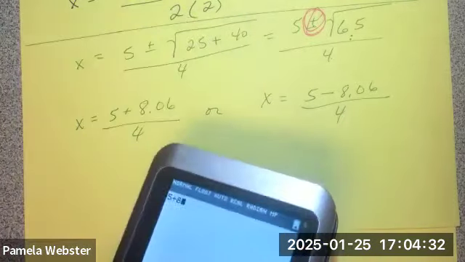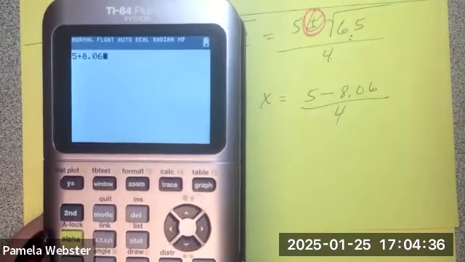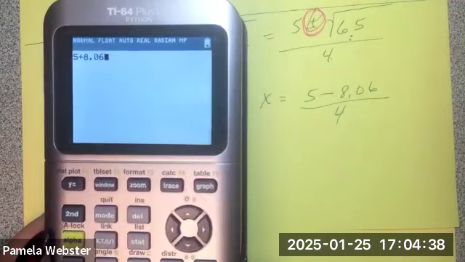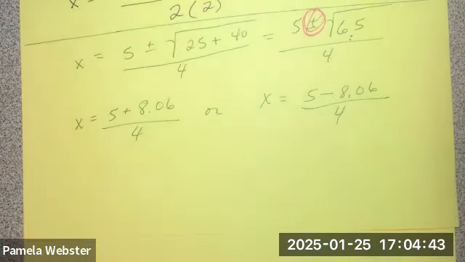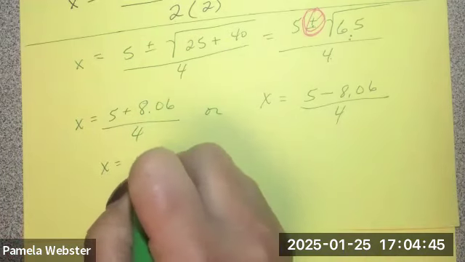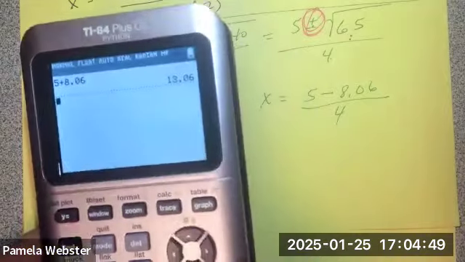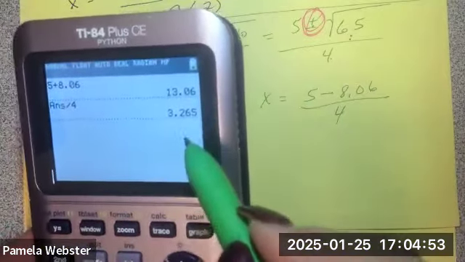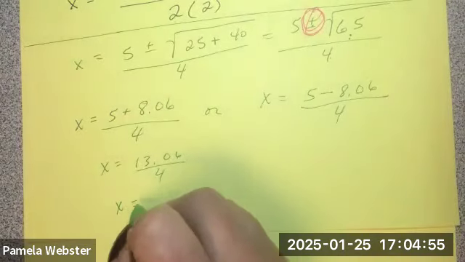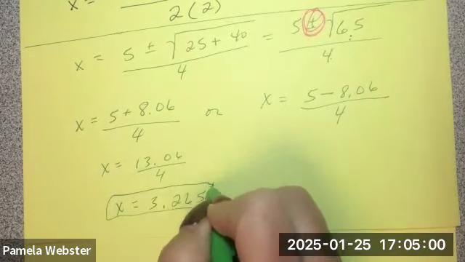5 plus 8.06. If you're not sure and you're not using parentheses, hit equals here. That tells me exactly what's on the top. So this is x equals 13.06 over 4. And then divide by the 4, and that gives me x equals 3.265. Okay, that's one of my solutions.